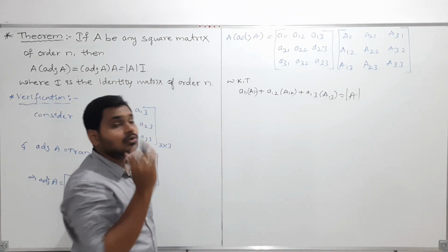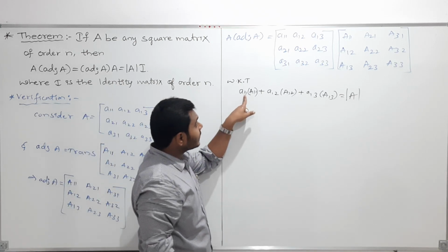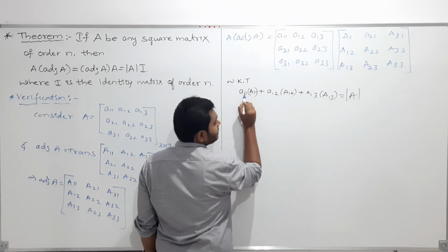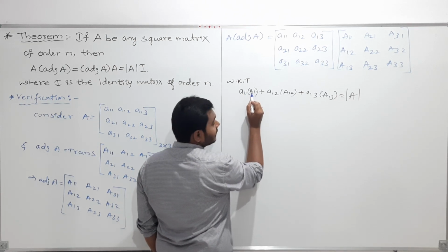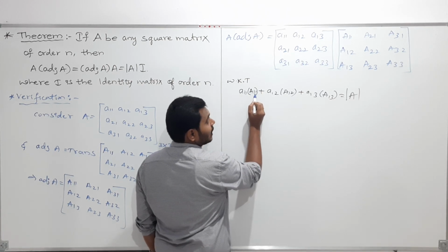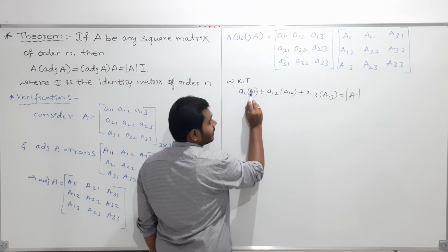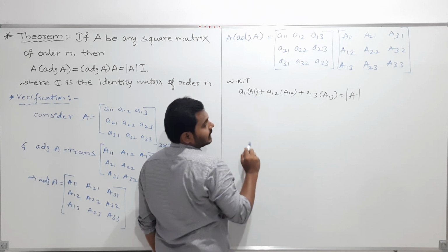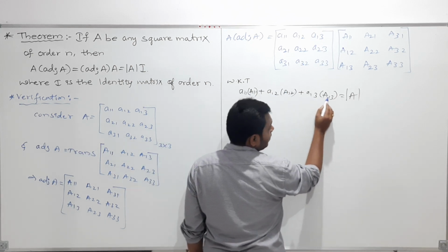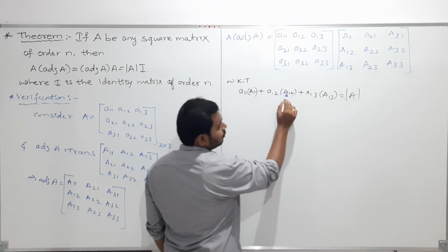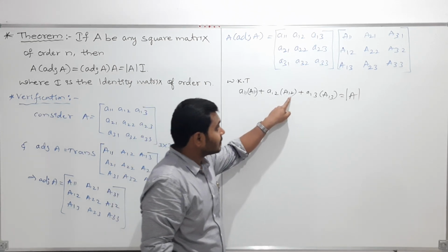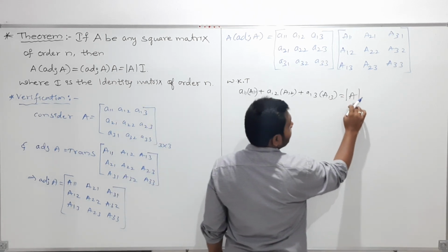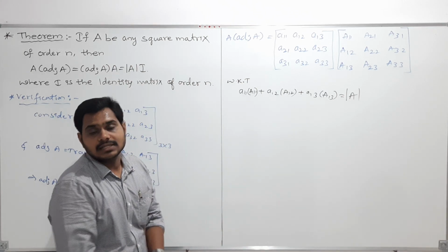So, in short, the trick to remember this result is to observe the subscripts. The element's subscript is 1 1, and the cofactor capital A's subscript is also 1 1. If the element's subscript and the cofactor's subscript are the same, as in A11 capital A11, A12 capital A12, A13 capital A13, and you take the sum of these, that will always give you the determinant value. This is the first result we discussed.